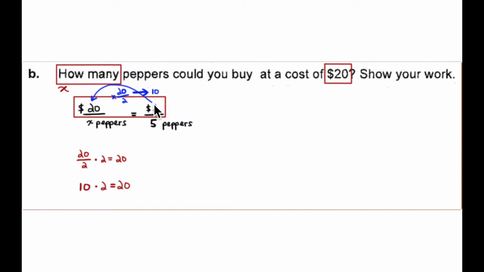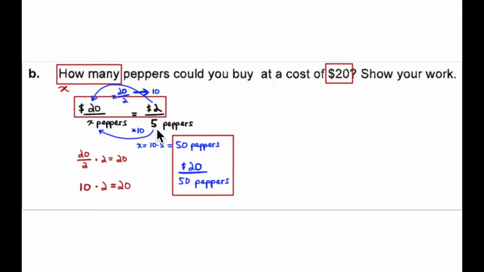So there's that ratio once again. 20 divided by 2 is 10. I'm going to spend 10 times as much money. I'm going to get 10 times as many peppers. So 20 divided by 2 times 2 is equal to 20. I'm showing you the 20 divided by 2 here to show you this ratio, 20 divided by 2. And that's the same as 10 times 2 is 20. So that's the $20.